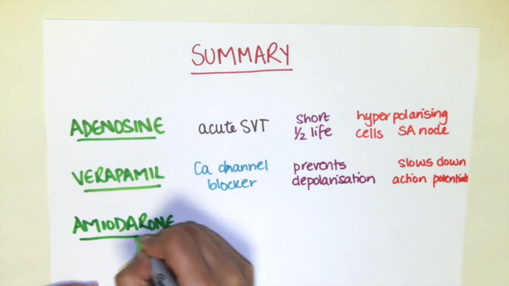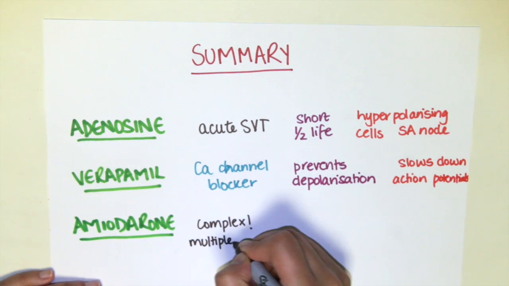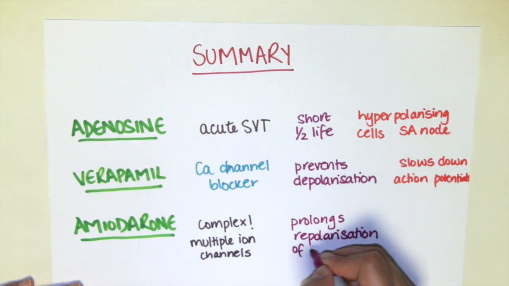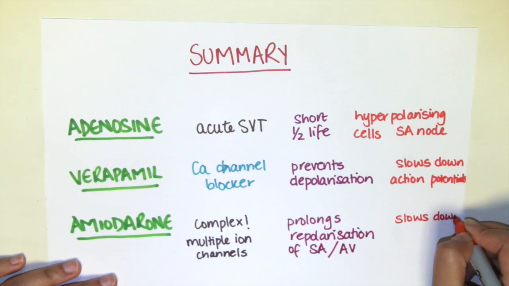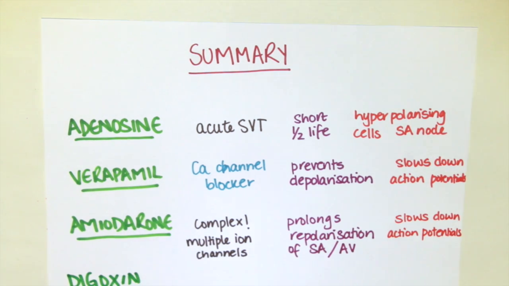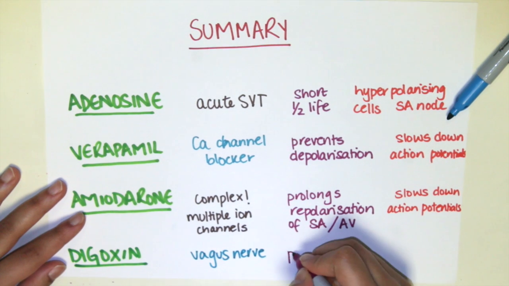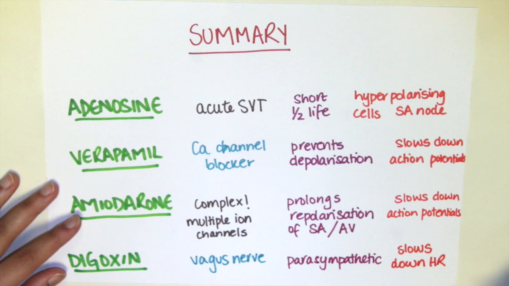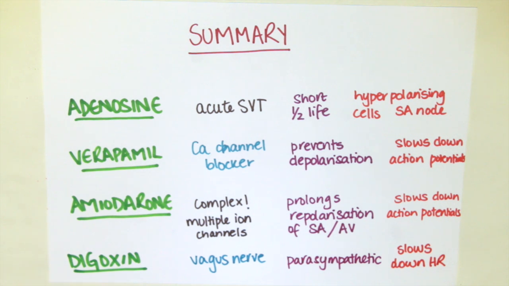Amiodarone has a complex mechanism of action, but it works by prolonging repolarization of SA and AV node cells to slow down the heart rate. And lastly, digoxin stimulates the vagus nerve and has parasympathetic effects, which slows down the heart rate.